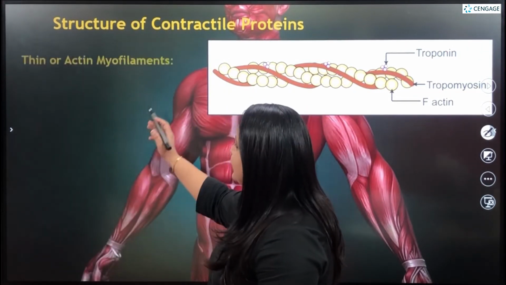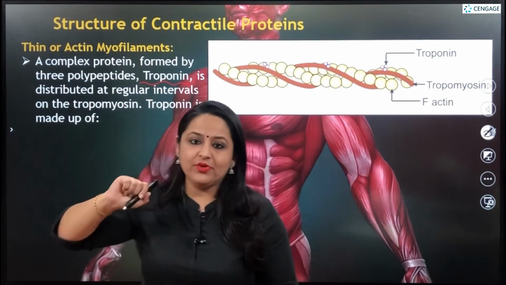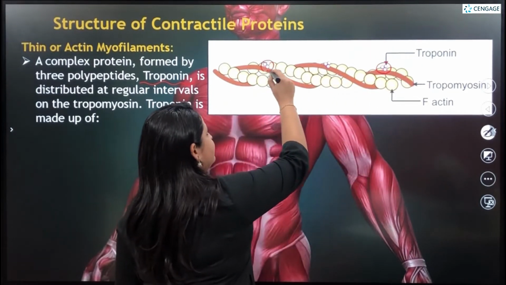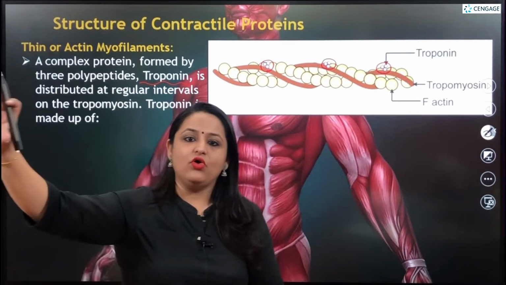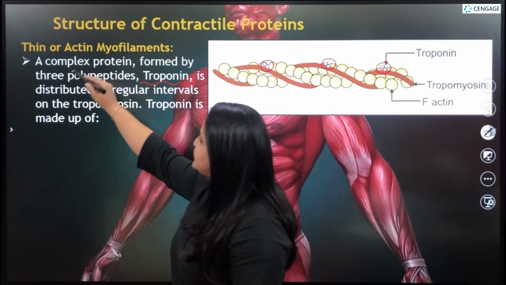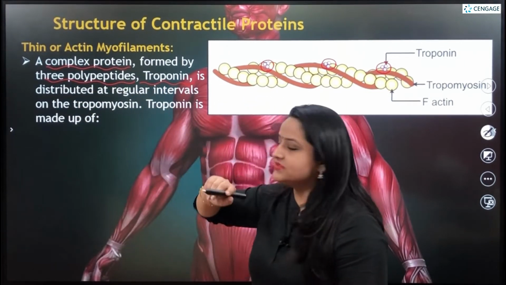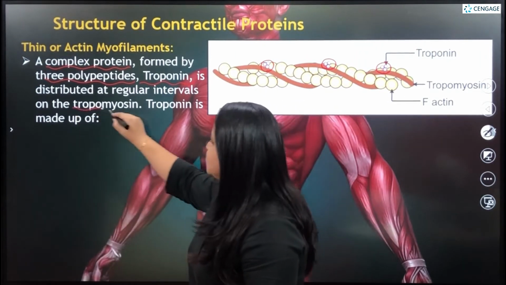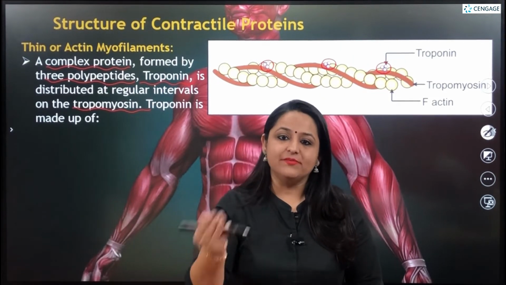Then comes the next type of protein that is known as the troponin protein. So you can see over here, this is the troponin protein. These are the troponin proteins which are present at regular intervals along the length of F actin and tropomyosin. These are actually complex proteins. Why? Because they are formed of 3 polypeptides. These are distributed at regular intervals on the tropomyosin specifically. So troponin is made up of 3 types of subunits.